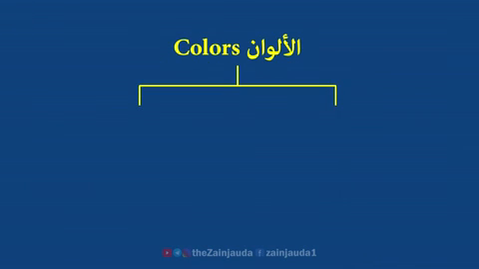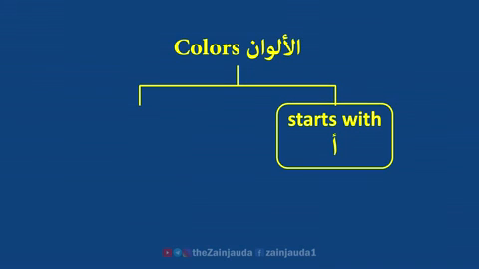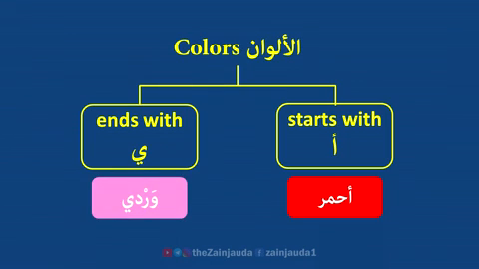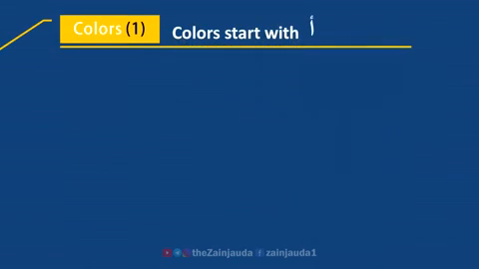Colors in Arabic are of 2 groups. The first group are colors that start with hamza, like ahmar, which means red. The other group of colors end with ya, like wardi, which means pink. Now we're going to speak about how to derive a feminine color from a masculine one in both cases.